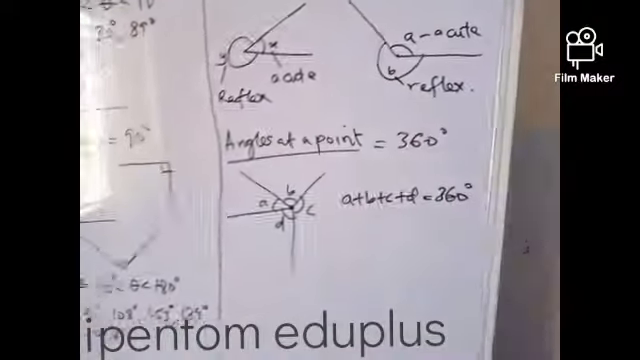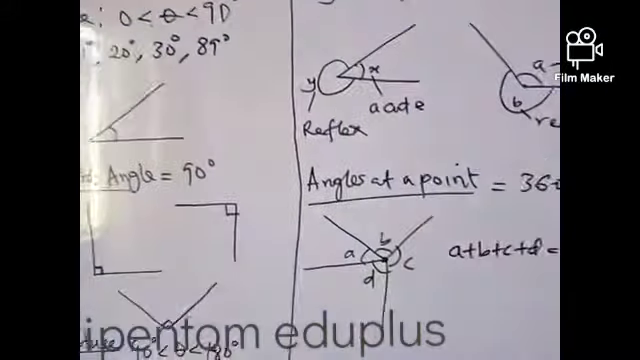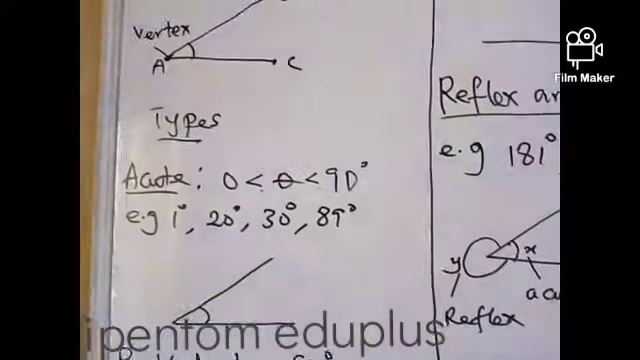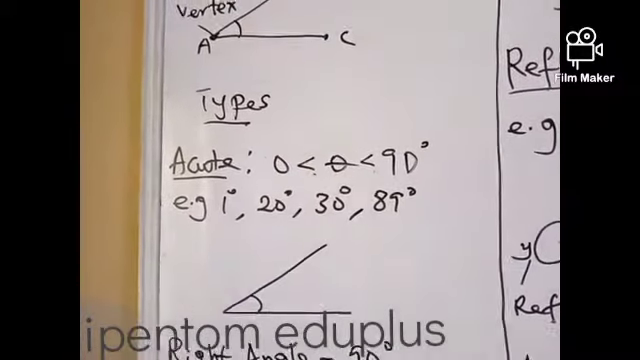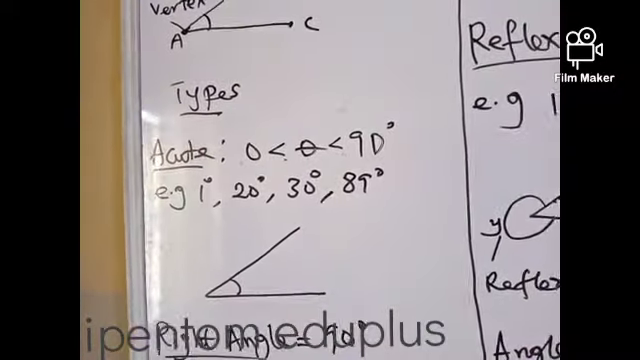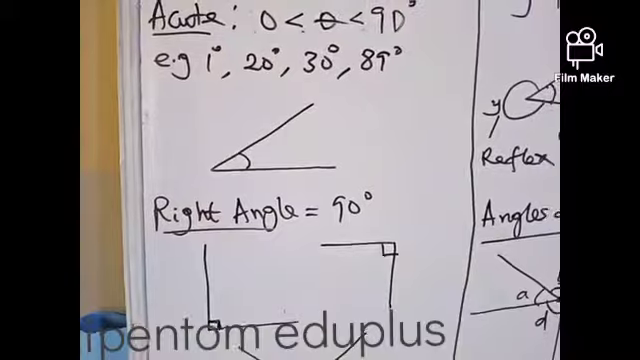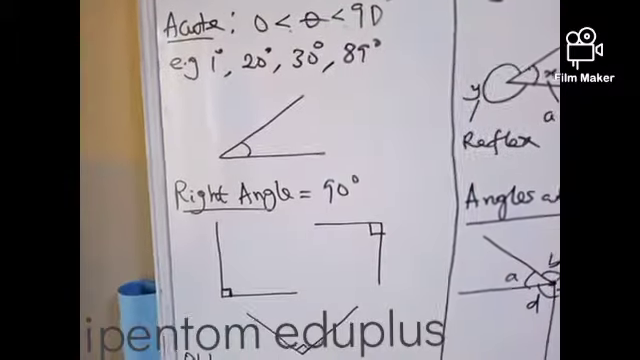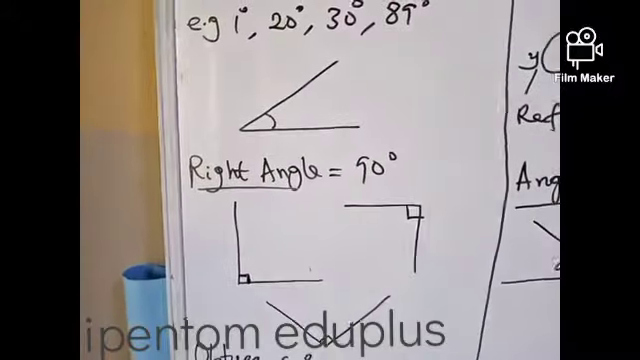So we have looked at the definition of angle as a point where 2 straight lines meet, or the amount of turning, and we say angle is measured in degrees. Then we look at types of angle. Under types of angle, we look at acute angle, which is an angle between 0 and 90 degrees, with examples such as 1 degree, 2 degrees, 20 degrees, 30 degrees, 89 degrees. You can see the diagram representing acute there. Then we move to right angle, which is equal to 90 degrees. It takes an L shape, which can be turned anyhow, but that small box represents 90. So you don't need to write 90 degrees after putting the small box.